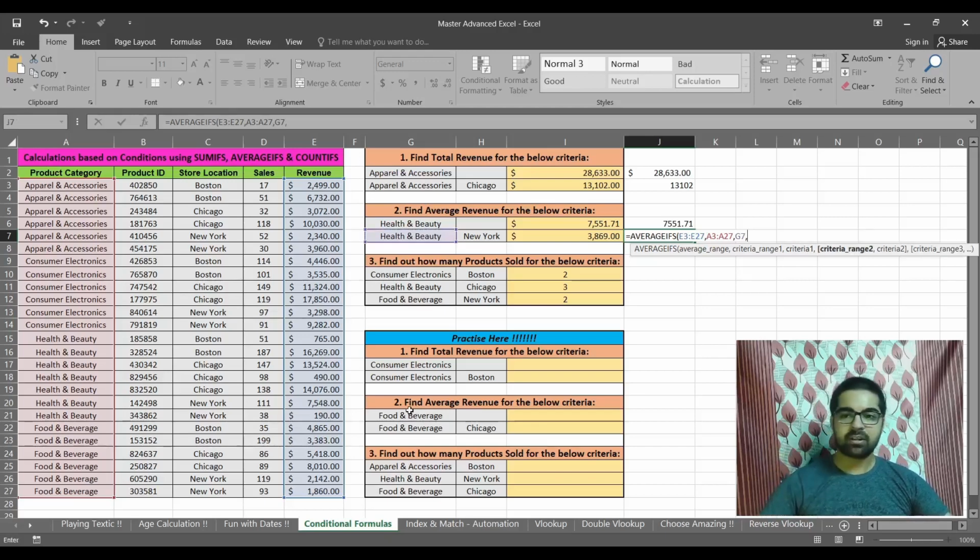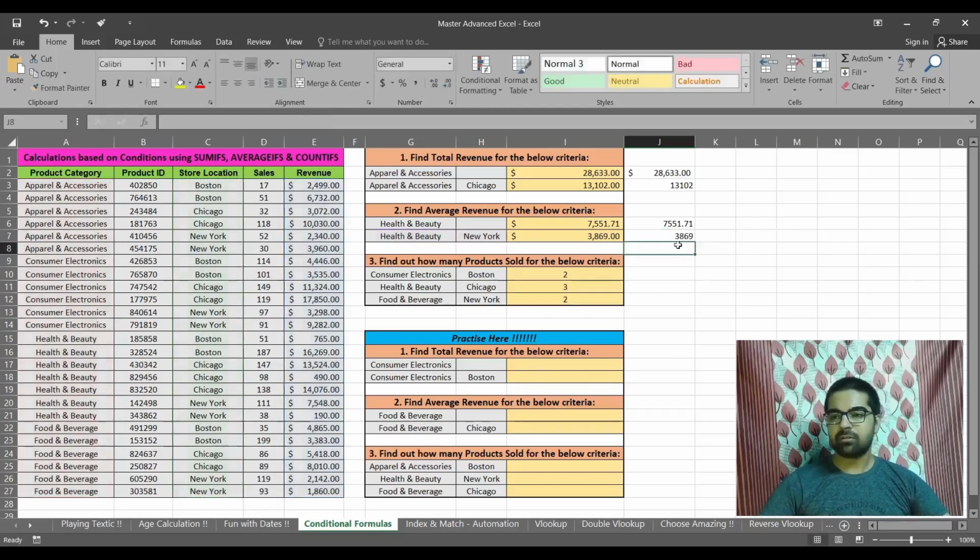Comma. Where is our criteria range 2? This is our criteria range 2. Comma. Where is our criteria 2? This is our criteria 2. Bracket close, enter. See, we got 3869. Okay. What is here? We got here.